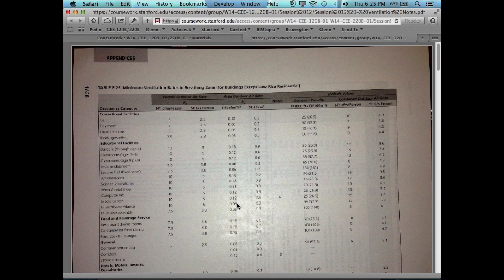So for a computer lab, it looks like the occupant density is about 25 per 1,000 square feet. How many square feet do I have here? Oh, I only have 200 here. Okay. So let's see if we can make the math for this work. I got my computer lab. It's hanging around at about 25 people per 1,000 square feet.